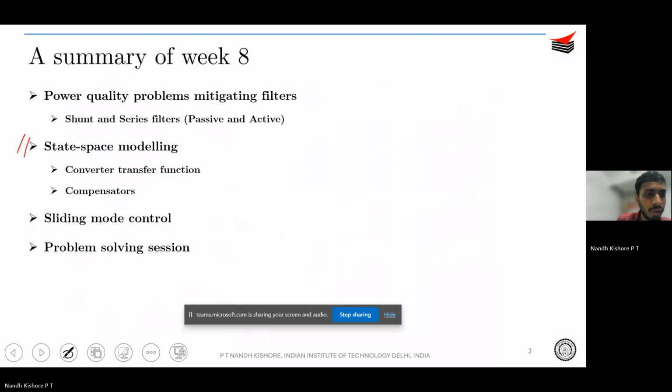This is something that you will be doing in your master's level courses, maybe, wherein you will try to model a converter, and based on that, you will design what are known as controllers. This is something that's very, very essential. State space modeling is very, very essential if you want to design a controller for any converter, right?